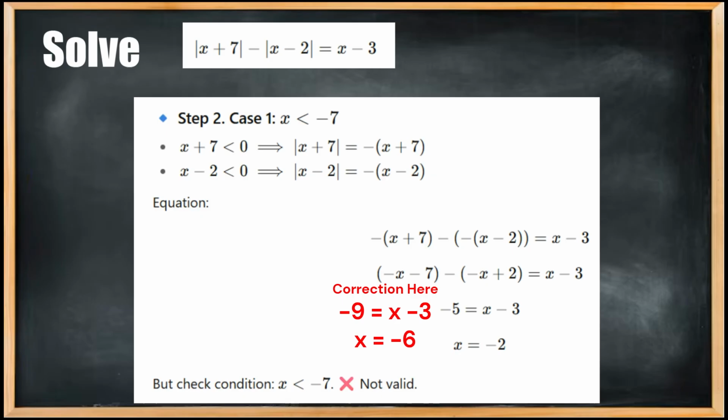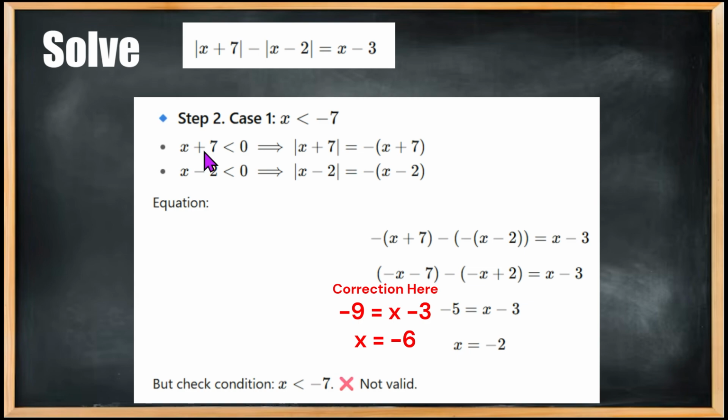So we have to take those intervals one by one. The first interval was x is less than -7. So if x is less than -7, then definitely x plus 7 would be a negative value. So what would be x plus 7? It would be a negative value.